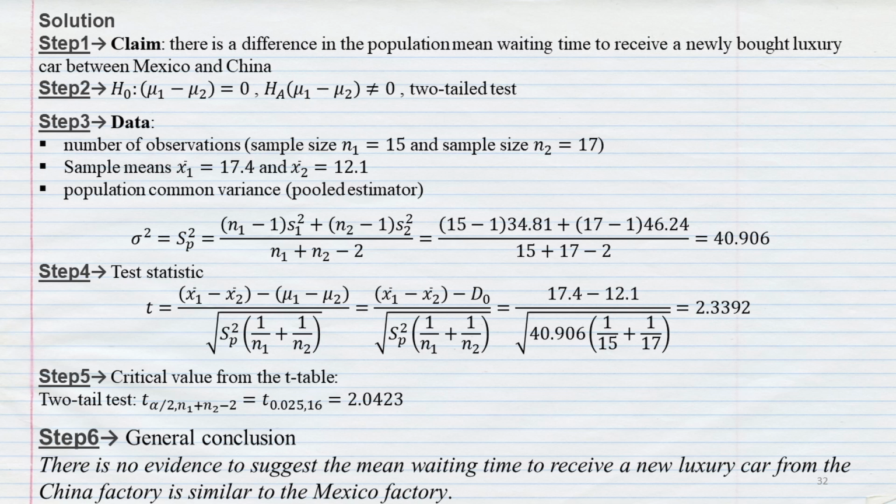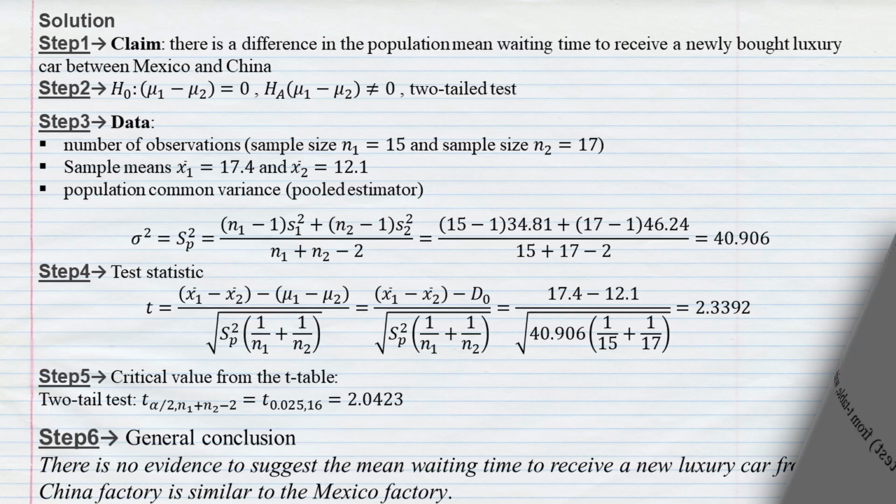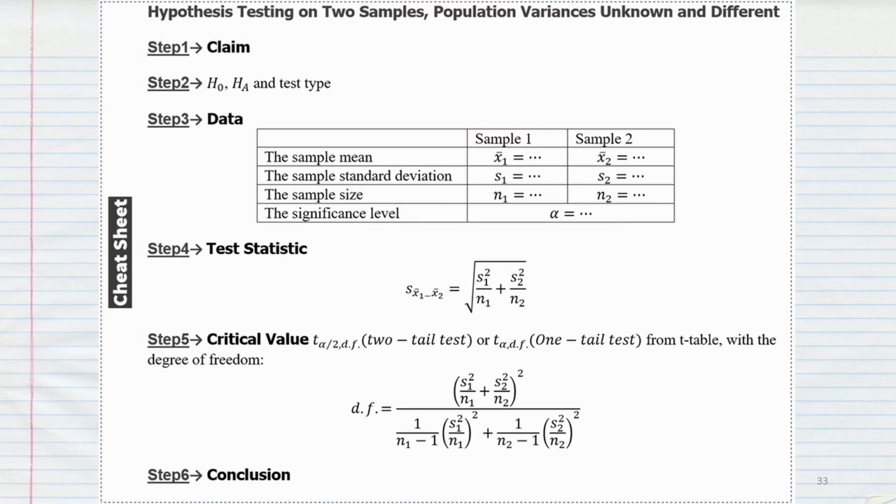There is no evidence to suggest the mean waiting time to receive a new luxury car from the China factory is similar to the Mexico factory. What about the hypothesis test on two-sample population variances unknown and different? Here is the cheat sheet to use for this case.